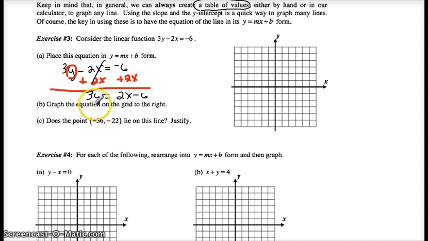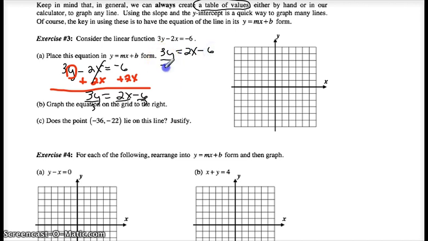I still have a coefficient on y. I don't want that to be there. So I'm going to divide by 3 on both sides. I don't really have room to write it. Okay, I'm going to rewrite this up here. I want you to be able to see this. 3y equals 2x minus 6.